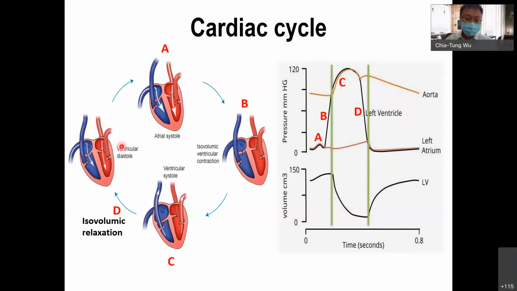Then we go to the left ventricular filling time, so the blood goes into the left ventricle from the left atrium. So this is the cardiac cycle, including the isovolumic contraction, the ejection phase, then the isovolumic relaxation, and the filling phase.